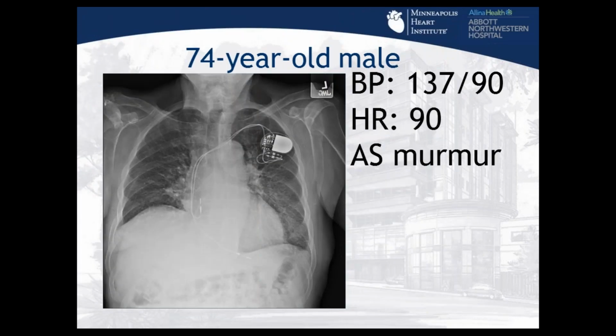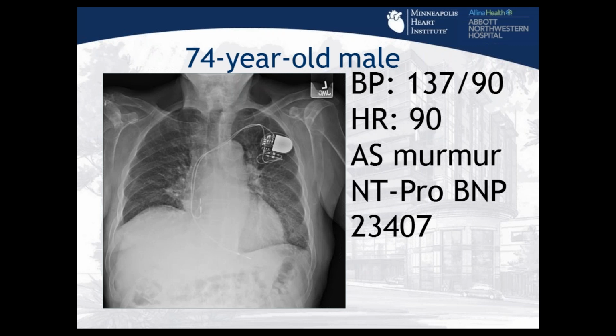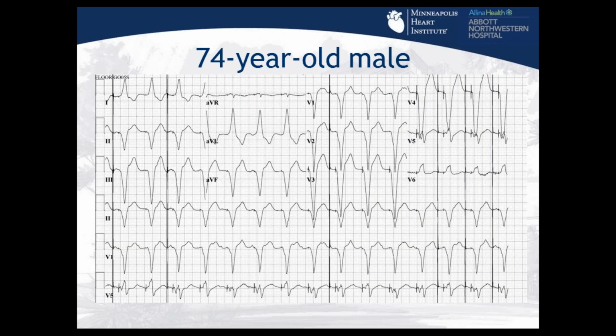This is his X-ray. He had some interstitial edema, and you see the pacemaker there. His NT-proBNP was 23,000 when he came to us, and his creatinine was 1.8. His baseline was, as I said, 1.3 or 1.4. This is his EKG. You see his RV pacing.